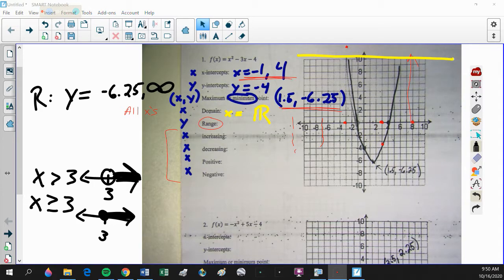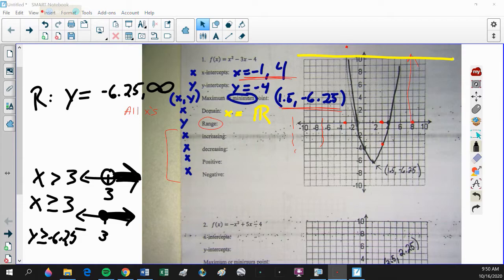Is negative 6.25 an open circle or a closed circle? Closed. Why? It does exist. Okay? So, one way to write this would be y is greater than or equal to negative 6.25. But we don't do it that way. And I'm not going to get into why. But we choose to use what is called interval notation.